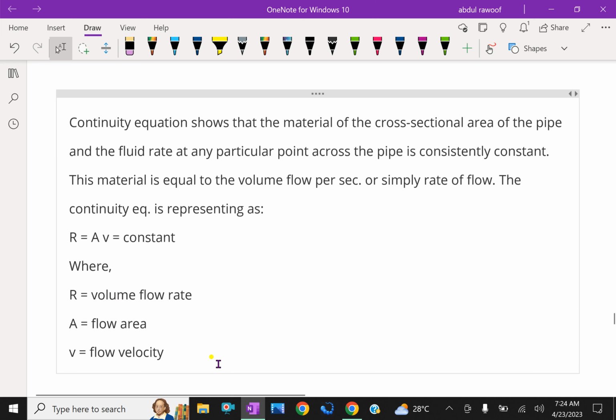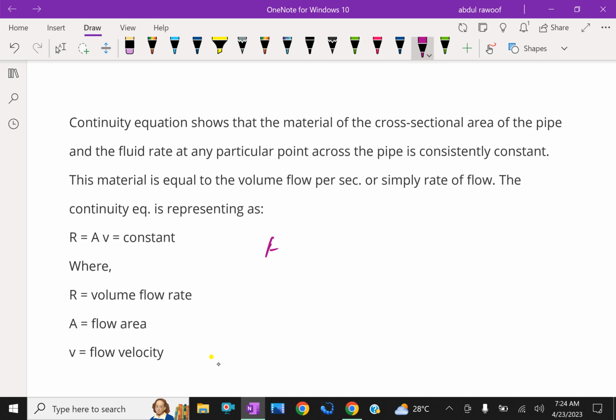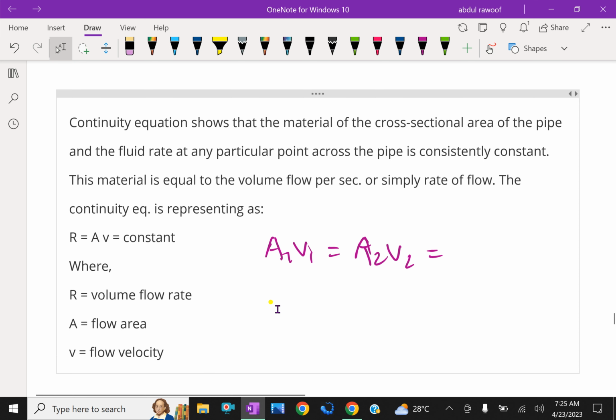Then we can say the continuity equation in general you can write A1 V1 equal to A2 V2, it goes A3 V3, A4 V4 like that. At a particular cross section, the volume of liquid crossing is the same in continuous flow. It's called the continuity equation.